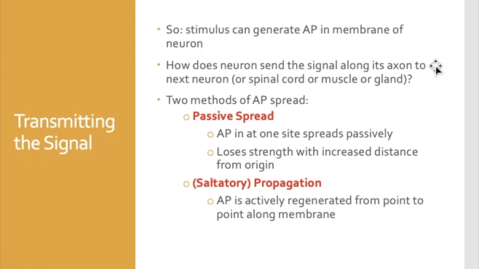or sort of jumping. Passive spread is simply what happens to the action potential as it spreads out from the site where it was generated. The action potential is going to lose strength as it gets farther and farther from that stimulus point. Propagation occurs when that action potential gets regenerated from point to point along the membrane.